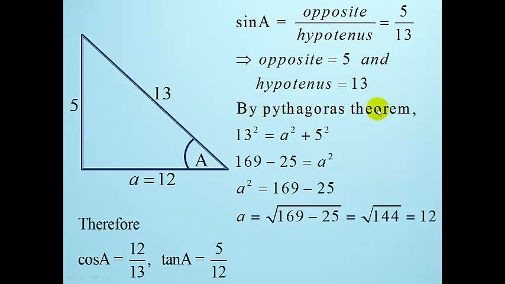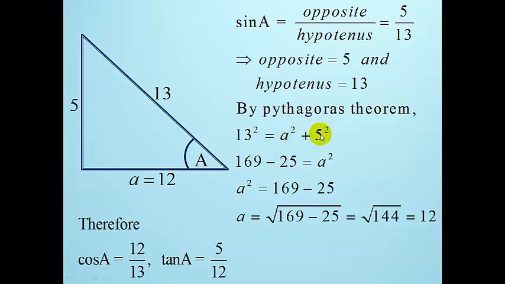Now from the Pythagoras theorem, the square of the longest side is equal to the sum of the squares of the other two sides. And the other two sides are the side with length 5 and a. Now we see how we can calculate for a to get the 12 we have here. Now by Pythagoras theorem, 13 squared, that is the longest side squared, is equal to the sum of the squares of the other two sides, that is a and 5. So we have a squared plus 5 squared.